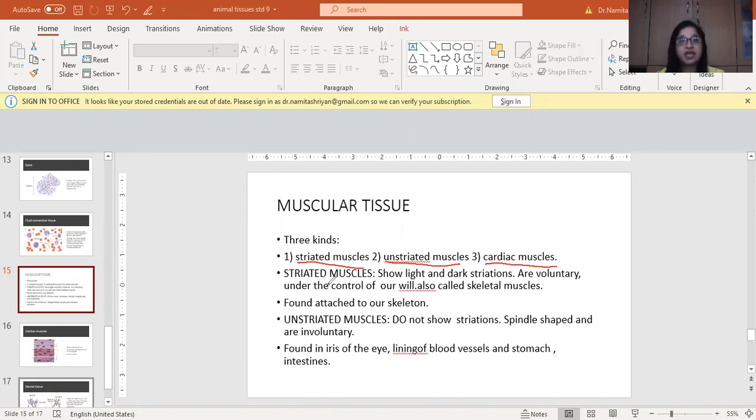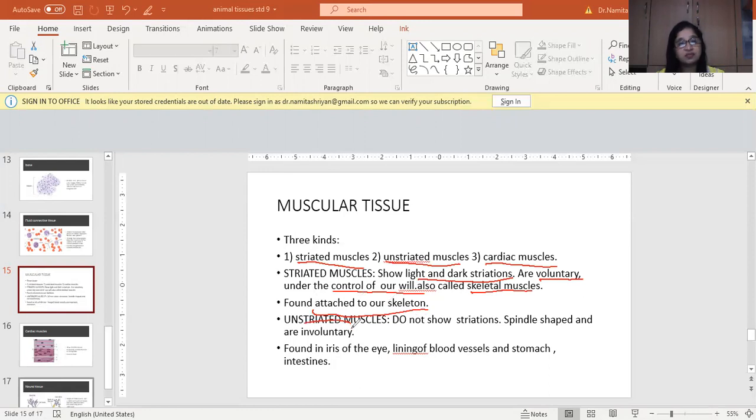When I talk of striated muscles, they show light and dark striations or bands. These are voluntary in nature. That means they are under the control of our will. We also call them our skeletal muscles. So the muscles which are attached to our skeletal system are the striated muscles or the voluntary muscles, right? They are found attached to our skeleton.